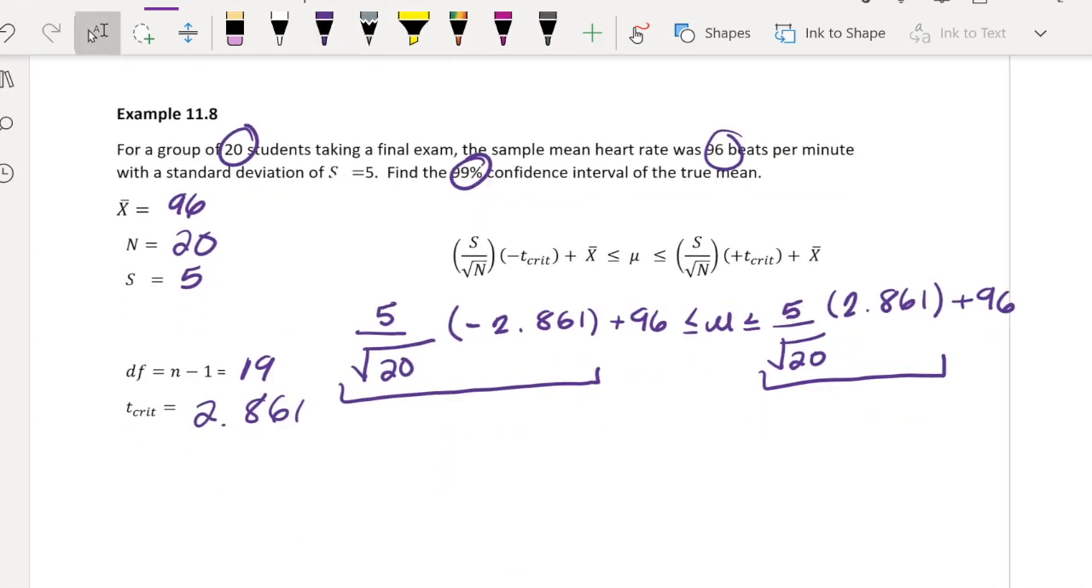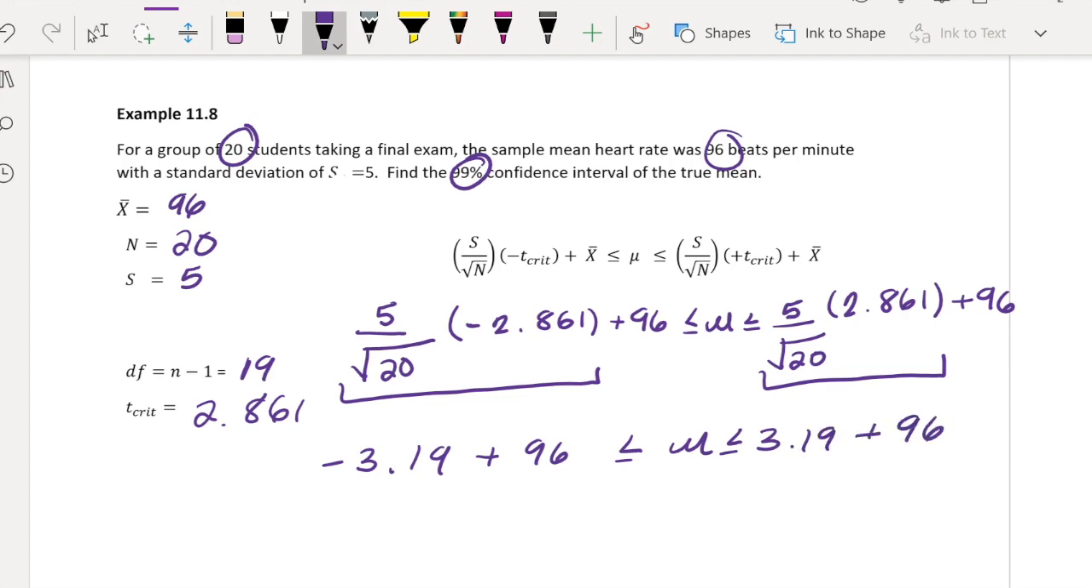And magic of television, according to me, the margin of error was 3.19. Negative on this side: minus 3.19 plus 96. On the other side it is going to be positive 3.19 plus 96. The actual interval is 92.80 to 99.19.